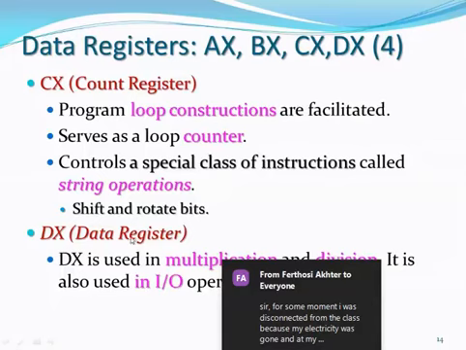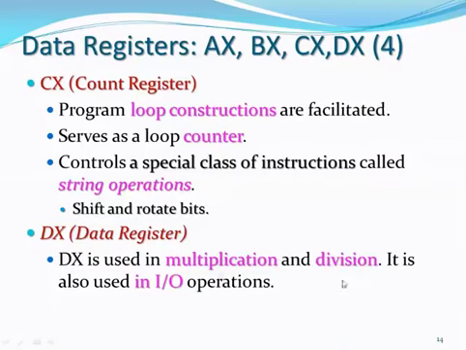Okay. So this DX data register, again, you are using for some arithmetic operations. You can store the data. Not only that, you can also use it for I/O operations. So these are the 4 general purpose registers. Don't forget AX, the accumulator register, the base register, the count register, and then the data register.